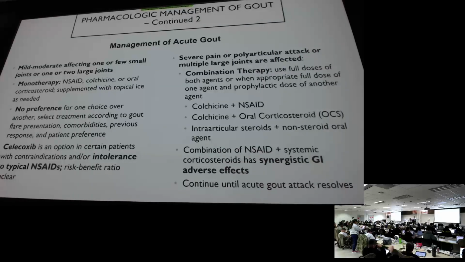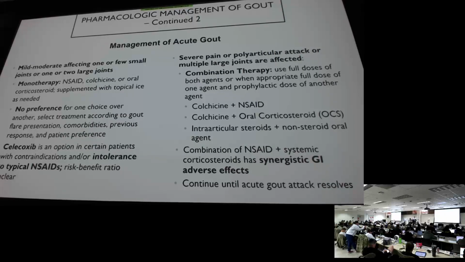If you haven't gone to ULT yet, or urate lowering therapy, and your patient has all of those GI contraindications, then use a COX-2. Slide says celecoxib or Celebrex, but a COX-2 is gut protective, or more gut protective than a COX-1, COX-1 to COX-2.